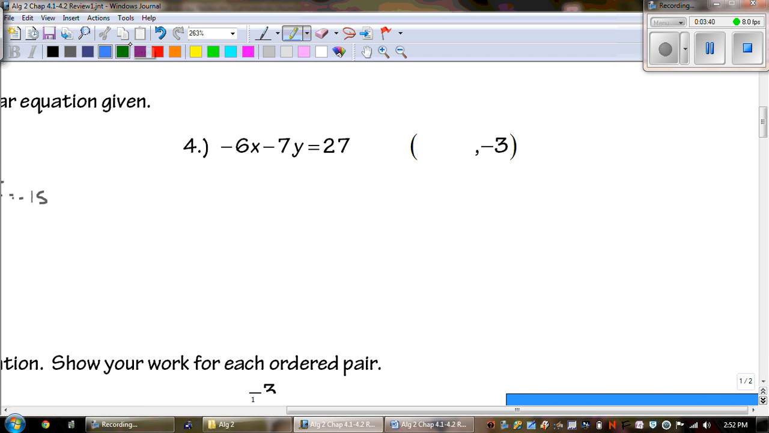Okay, and why don't you guys do number 4? This time, instead of giving us the x, because the x is first, they told us the y. So you would plug in the negative 3 and then solve for x. Okay, go ahead and pause the video and good luck.